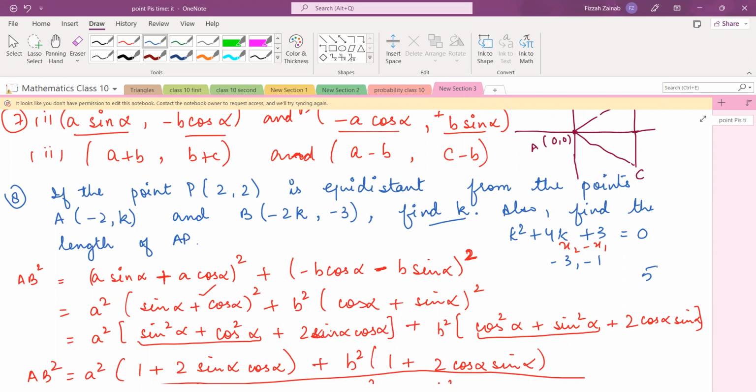So I have not solved it. You might be getting a negative distance in one of the cases, so you will neglect that, right? So the positive distance you will take. Okay, ma'am.